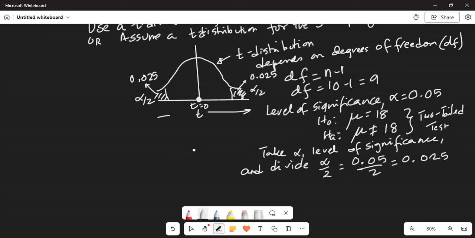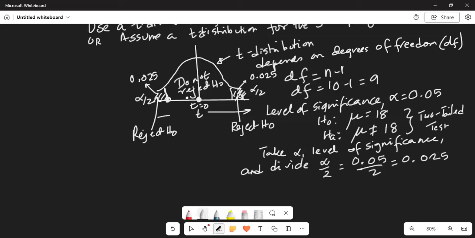So we have to find the critical value of t. First of all, the unshaded region in the center is where we do not reject H0, and the shaded region is where we reject H0. So the rejection region of the null hypothesis can fall in the left tail or in the right tail.